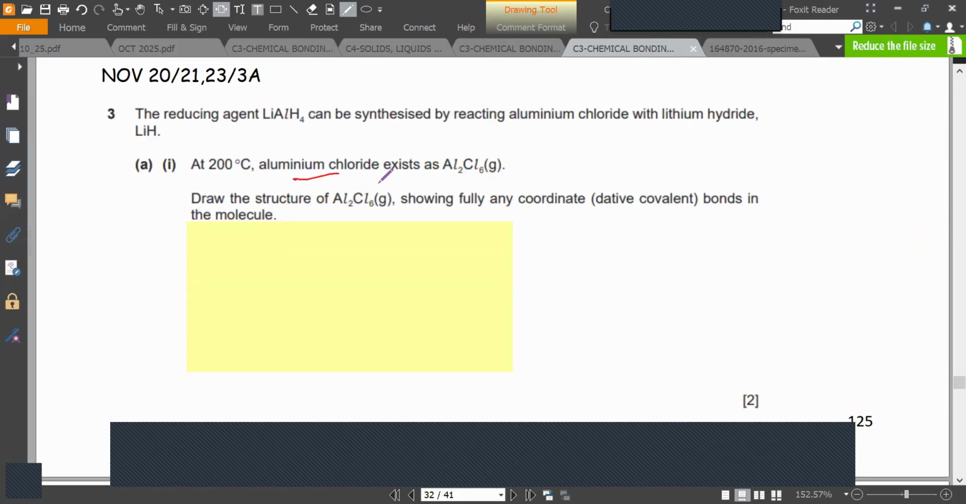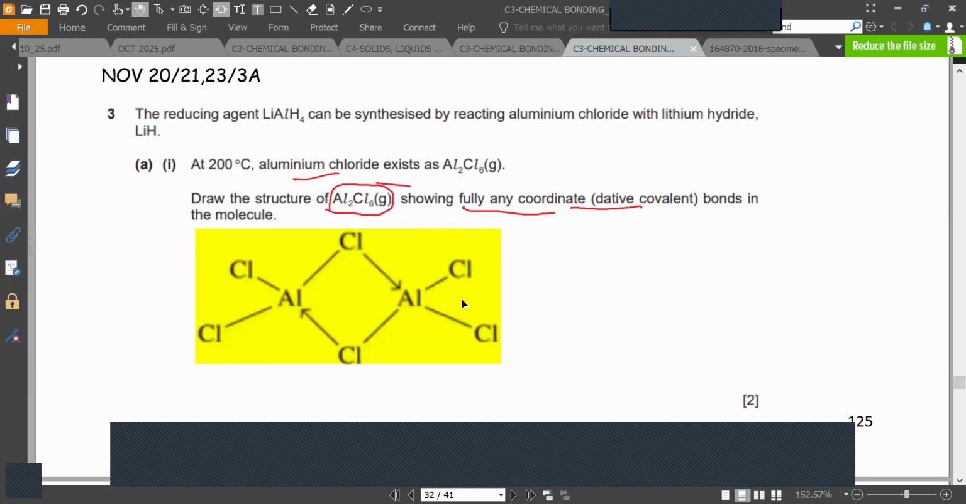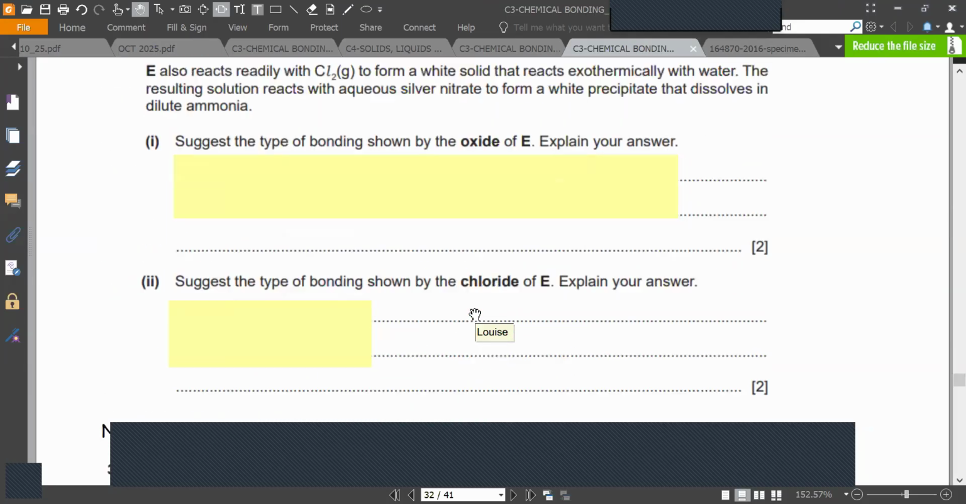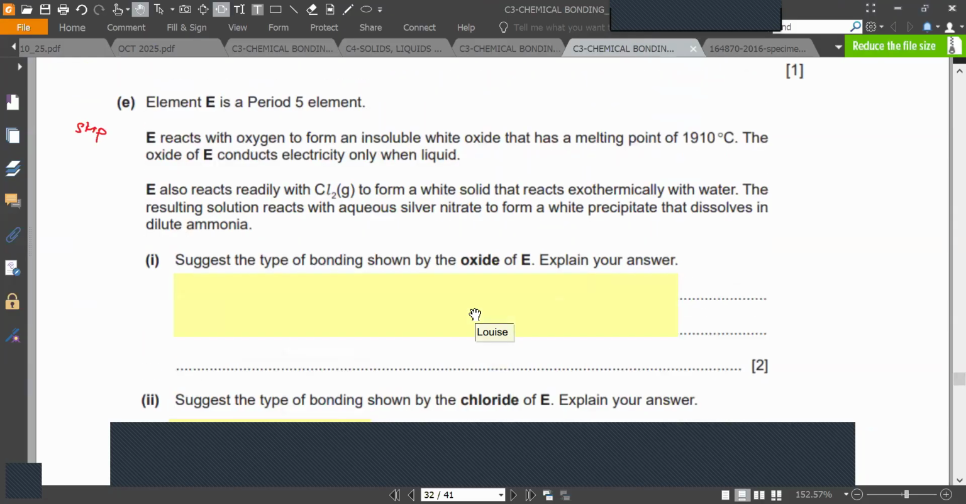Okay. So this one repeats again the question. Draw the structure of Al2Cl6. Show fully the coordinate bonding. So you see, the questions repeat. Same kind of question. This one is also kind of question that involves another topic, so we just go through it roughly.